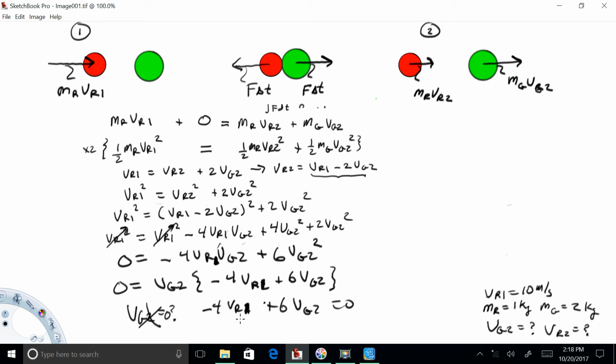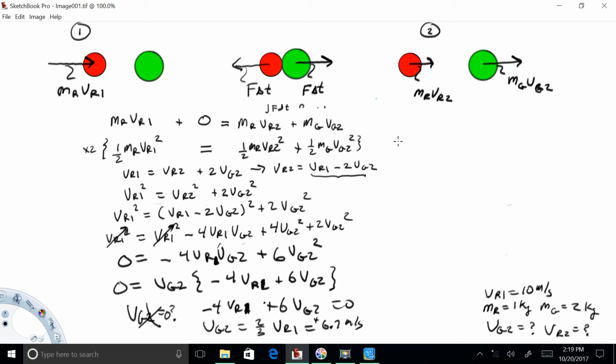Okay, we would add this term to the right and divide by 6. So VG2 is going to equal 2/3 of VR1. VR1 is 10 meters per second, so that's going to come to 6.7 meters per second, give or take, positive. And then we can get VR1 from any of our previous work. I'm going to go back and look here. I'm sorry, not VR1, VR2.